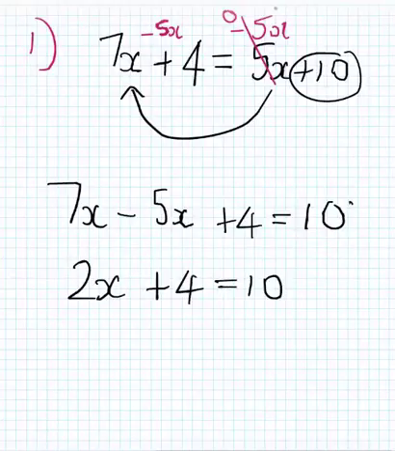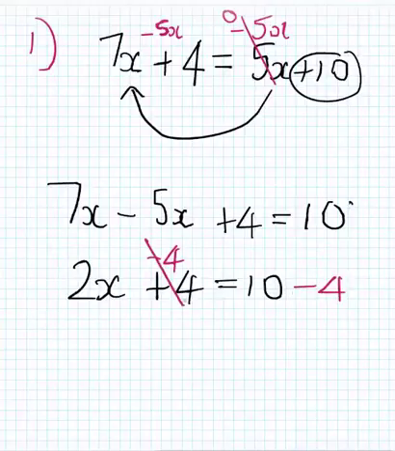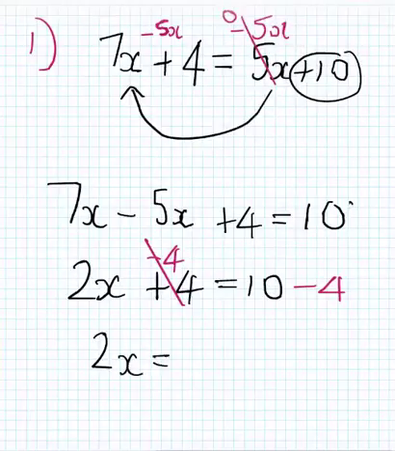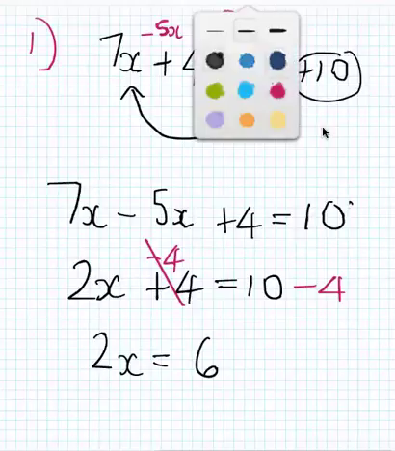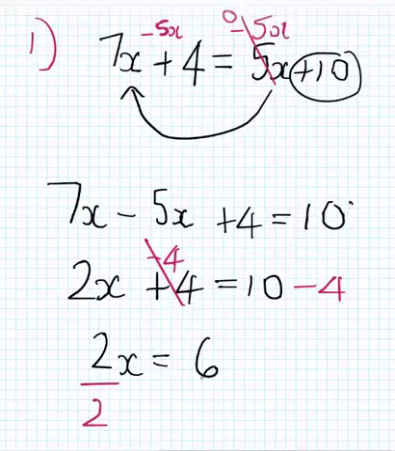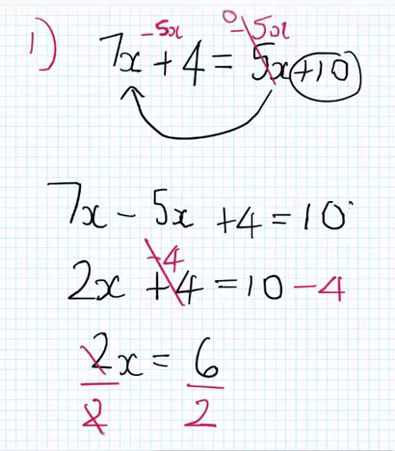And now look how easy this is to solve. Instead of plus 4, now we have to minus 4 on this side, minus 4 on that side. That cancels out. That's a 0. So we end up having 2x equals, what's 10 minus 4? 10 minus 4 is 6. And our final step is to divide by 2, divide by 2. This cancels out. So x will equal 6 divided by 2 is 3.